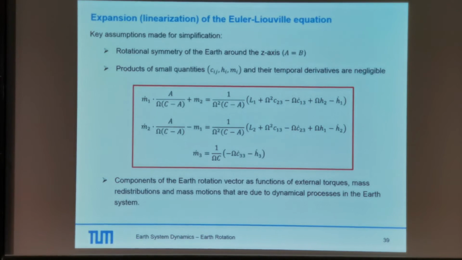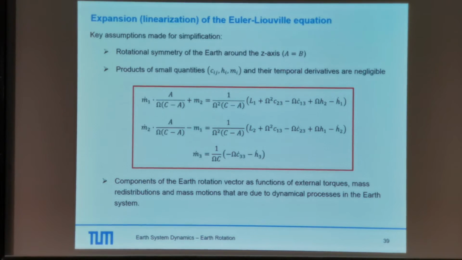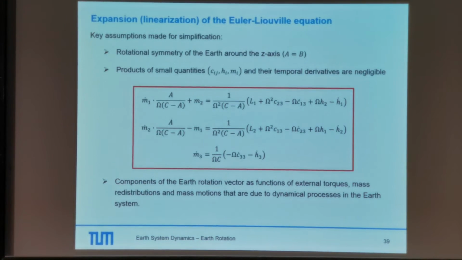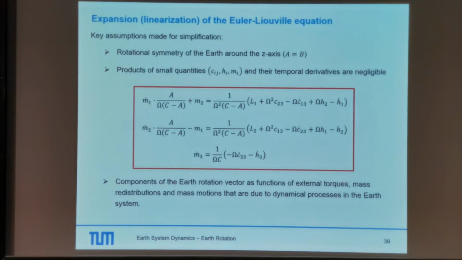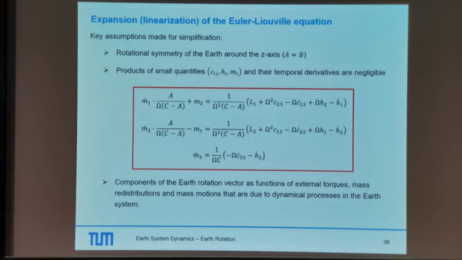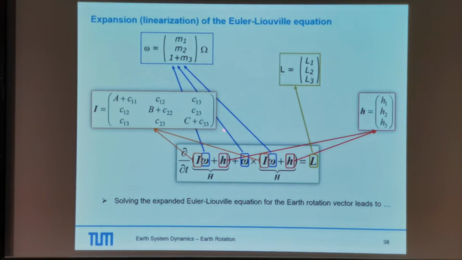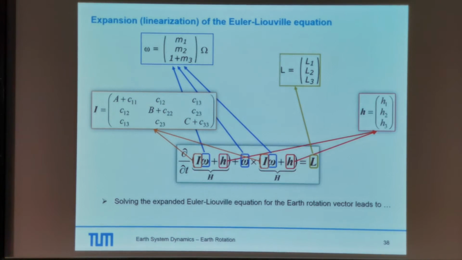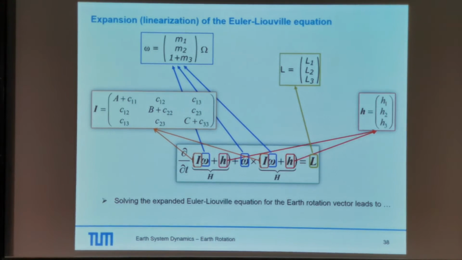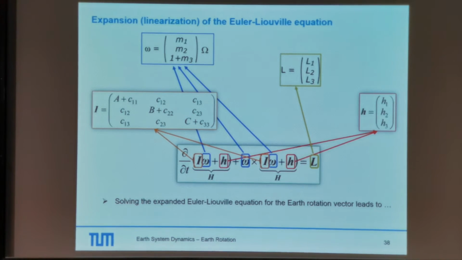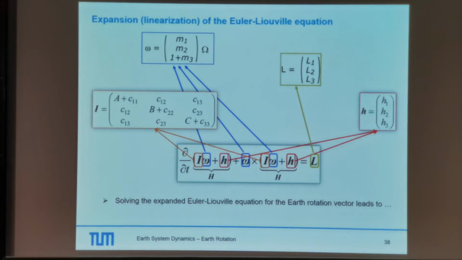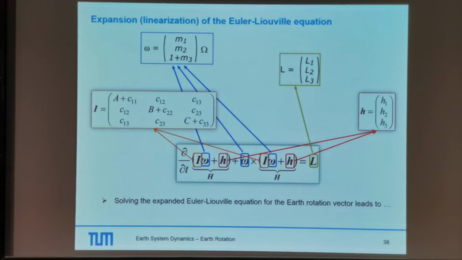If we do this, we have to make two key assumptions in order to simplify, because it's not so easy. First of all, we have to assume a rotational symmetry of the Earth around the z-axis, which means that A is equal to B. So in this equation, A is equal to B now, which means that we have a rotational symmetry at the equator. We only have the Earth's oblateness left, that A and B differ from the C quantity here.